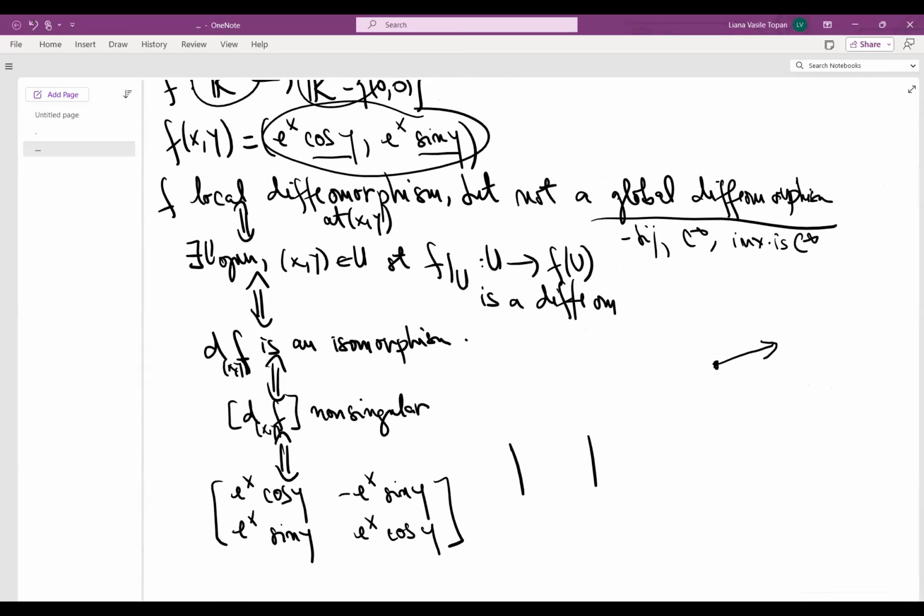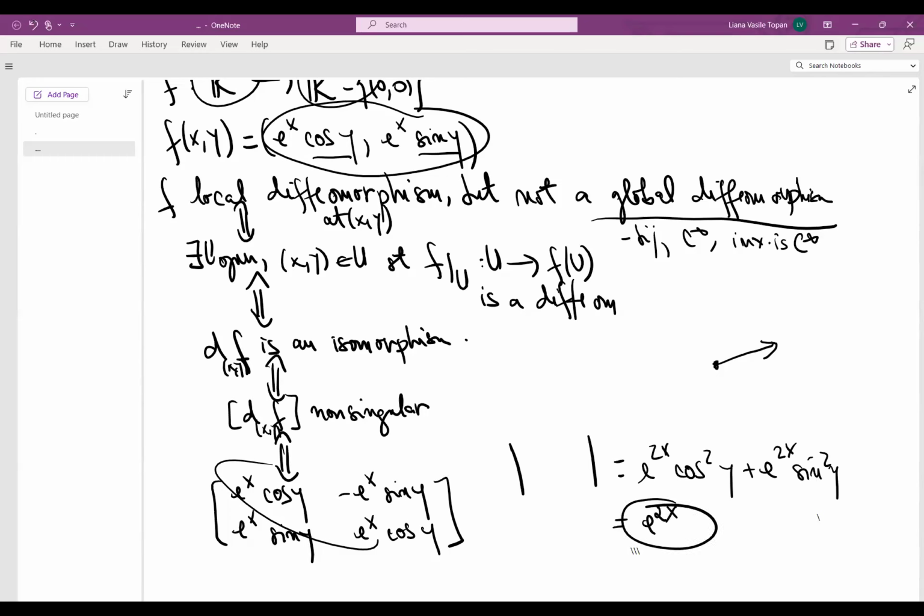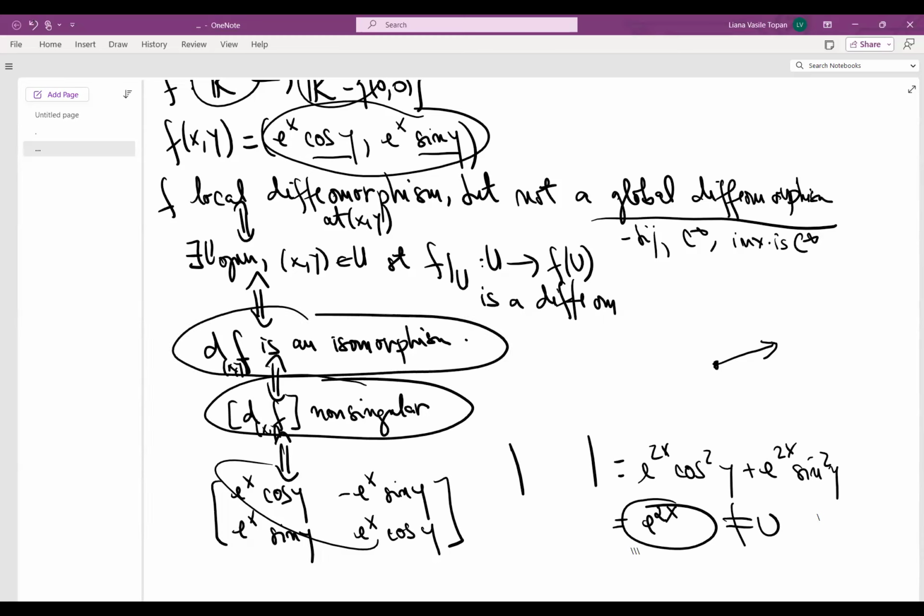So when we compute the determinant of this matrix, what we get is exponential of 2x cosine squared of y plus exponential of 2x sine squared of y. We take exponential of 2x as a factor times cosine squared plus sine squared, which is 1. So you see, this is the determinant of the matrix, which is never 0. So indeed, our Jacobi matrix is non-singular. So the differential of f at any point is an isomorphism. So this is a local diffeomorphism at any point, but it's not a global one because it's not a one-to-one map. It's not bijective. Any question here?